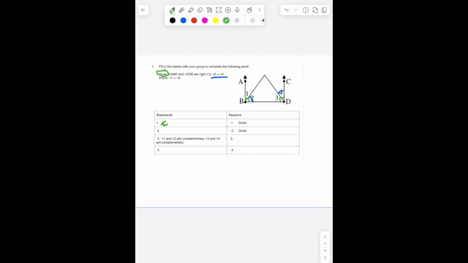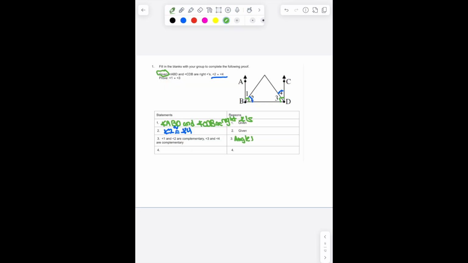We have that angle ABD and angle CDB are right angles. And we also have that angle 2 is congruent to angle 4. Now, we know that angle 1 and angle 2 are complementary, and we know angle 4 and angle 3 are complementary as well. And I'll just write how we know that.